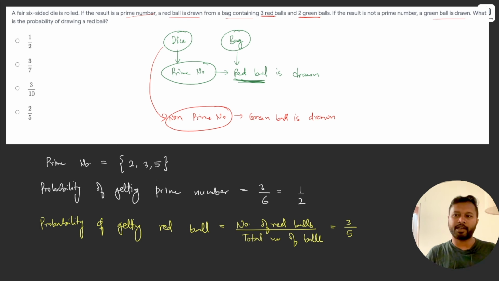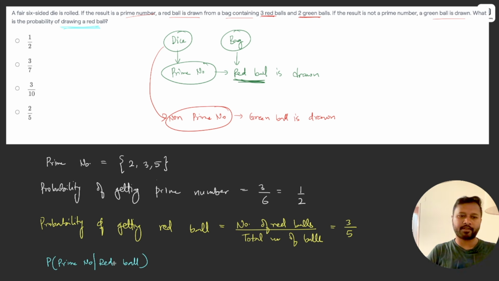Now understand that the probability of drawing a red ball depends on whether you get a prime number or not. So this is called conditional probability, and this is written as probability of prime number, then a slash or a line like this, and then red ball. So basically getting a red ball depends on whether you get a prime number or not. Now in the question, the green ball concept, when green ball is drawn if the result is non-prime, is just given to confuse you, because there is nothing asked about the green ball.